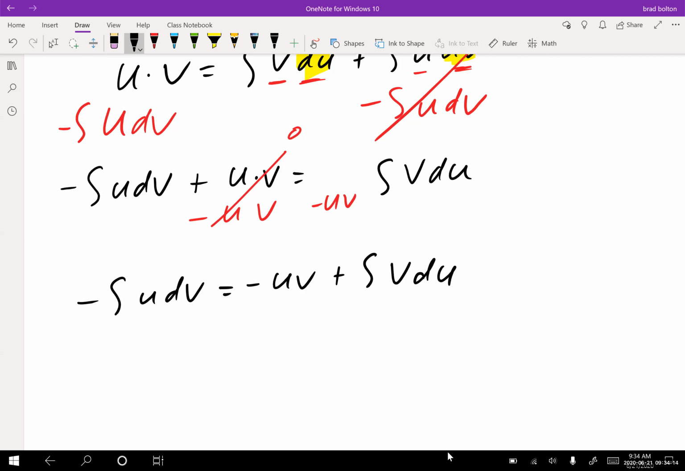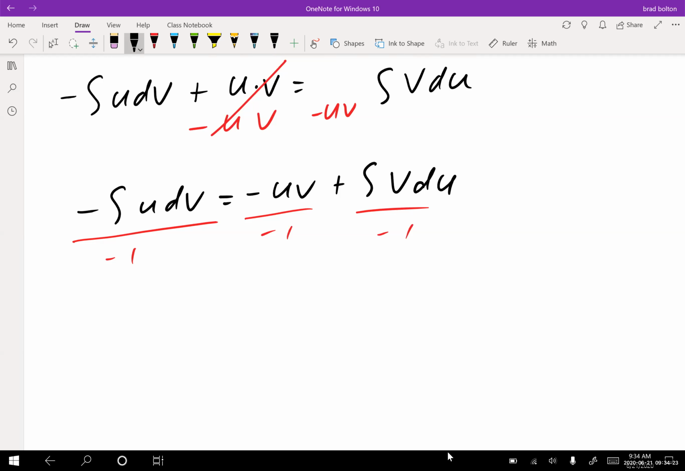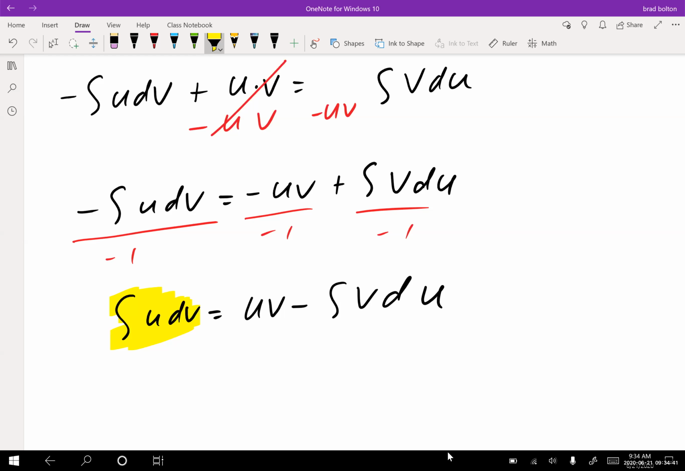Okay. However, we don't want the negative in front, so we're going to divide this by -1, or multiply by -1, whatever way you were taught. This becomes the integral of u dv. This will then become uv minus the integral of v du. Okay, so all this is saying is if we are ever able to rewrite an integral in this fashion, this is what we're working with.